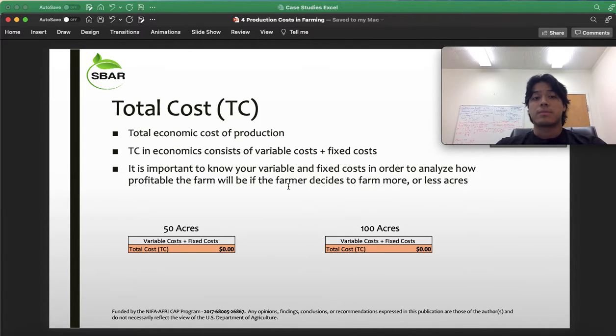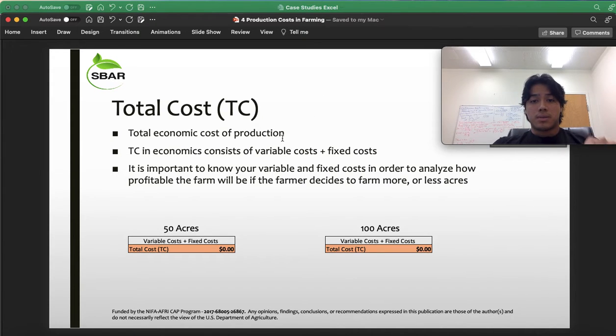For last, we have the total cost, which is the total economic cost of production. Also, in economics, it consists of variable cost plus fixed costs. It is important to know your variable and fixed cost in order to analyze how profitable the farm will be if the farmers decide to farm more or less acres.